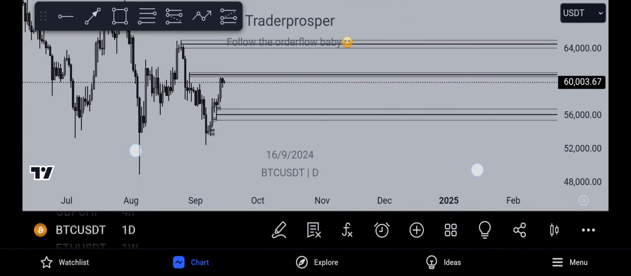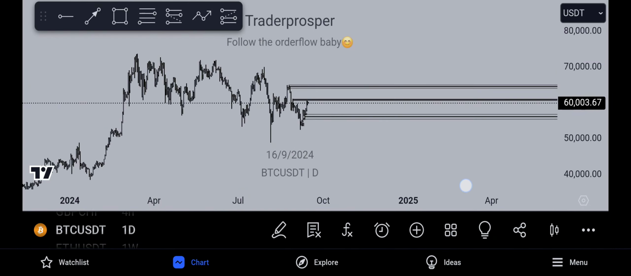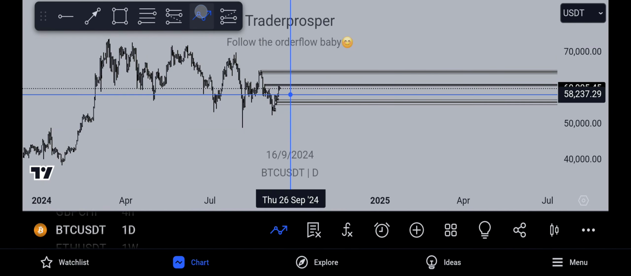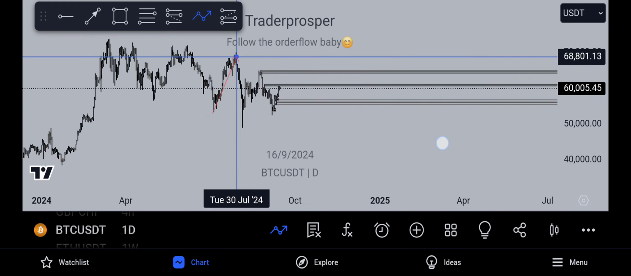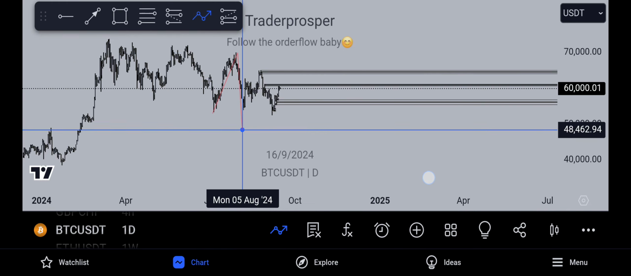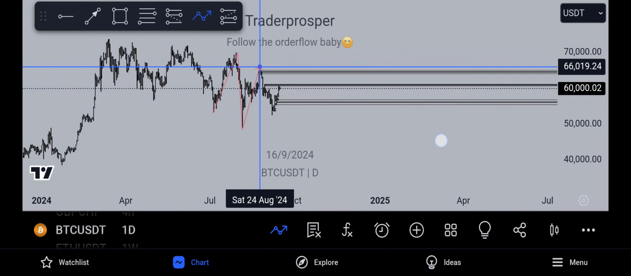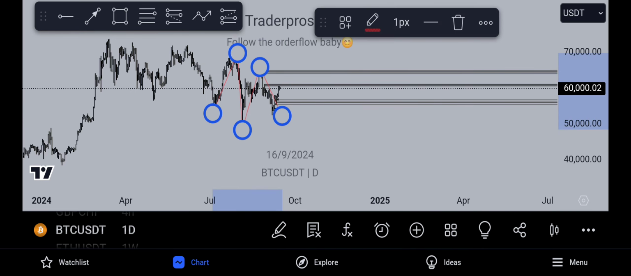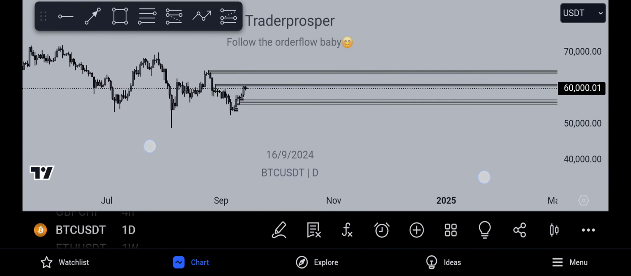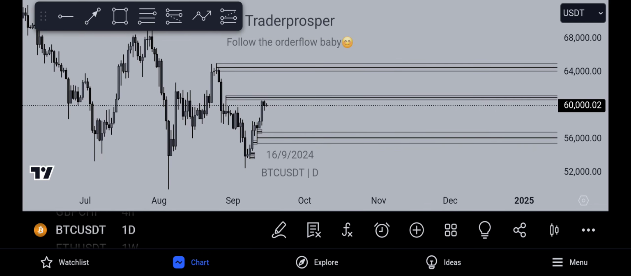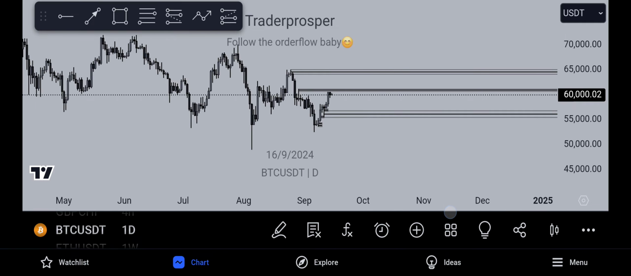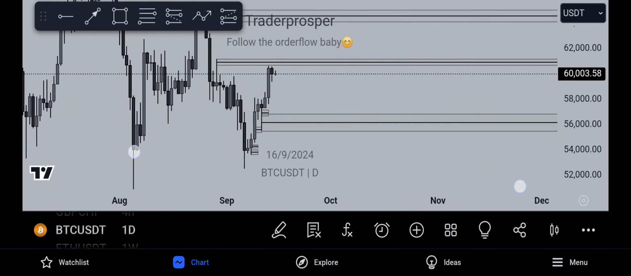If you look closely, my overall bias is still sells. You can see the market is still bearish, and all these guys are just liquidity to continue those sells. Now focusing on this leg, from this high to this overall low here, you see that the market is still bearish.